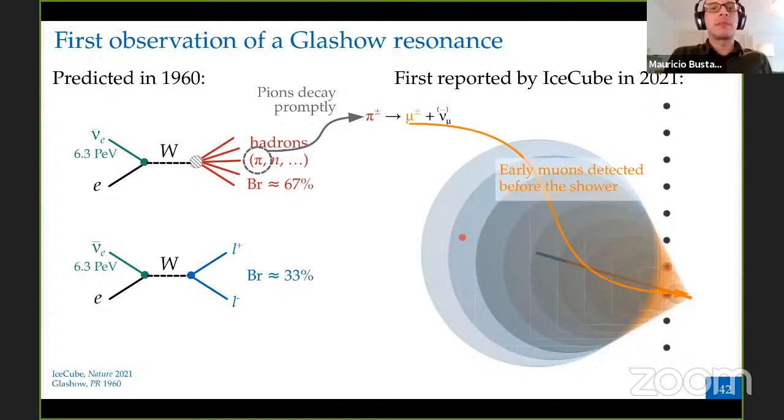That's the first, they call them early muons. They are detected before any other bit of the shower. And as a result, this was claimed to be the first observation of a Glashow resonance.